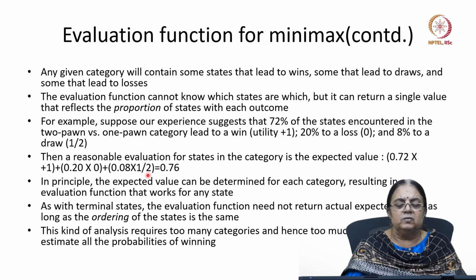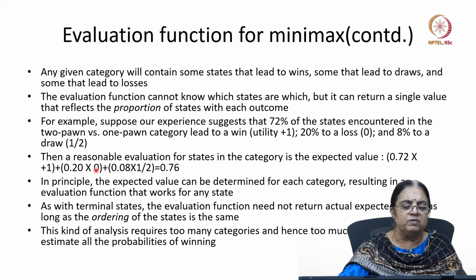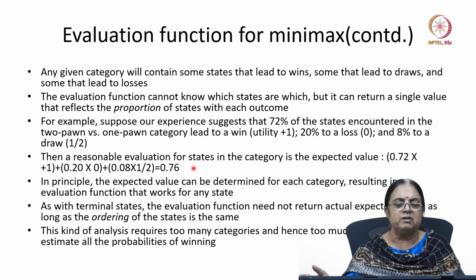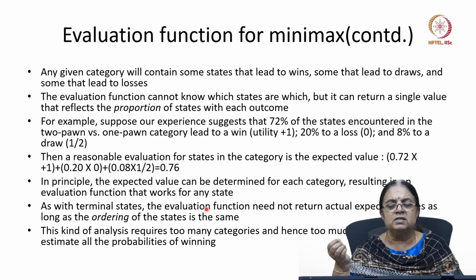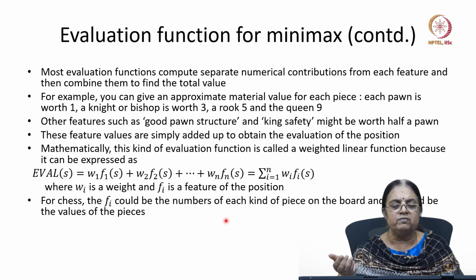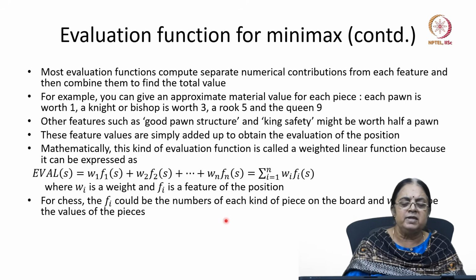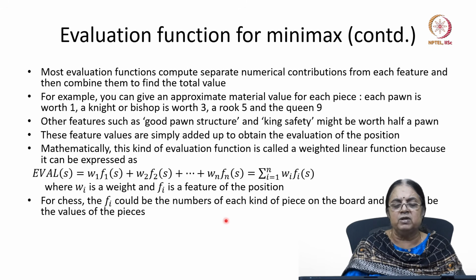So what you do here is that you have various features F1, F2, F3, etc. And you can say what is the worth of a piece. This can be done by some type of experience. You can say that each pawn is worth 1. In other words, you are giving it a weight of 1. A knight or a bishop is given a weight of 3. A rook has a weight of 5 and the queen has a weight of 9.